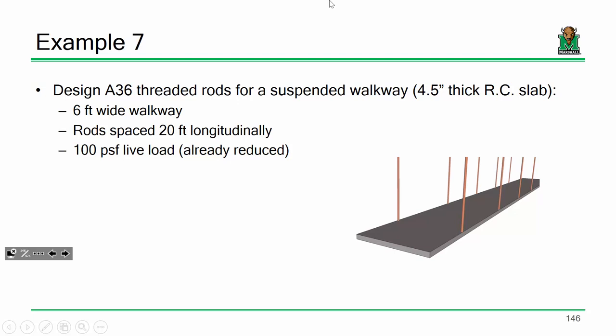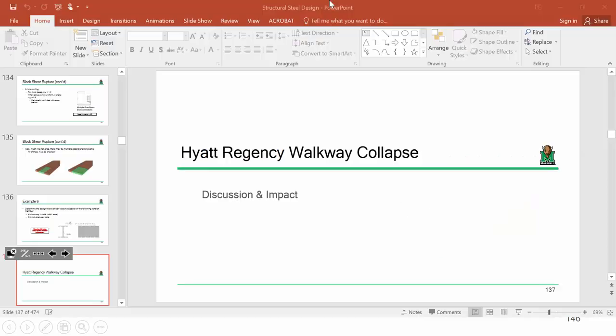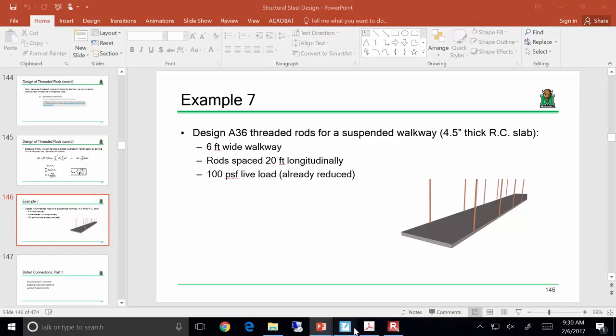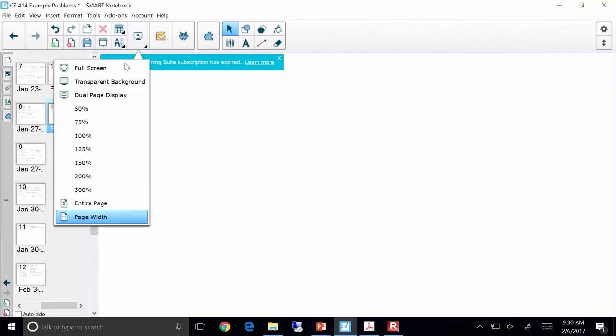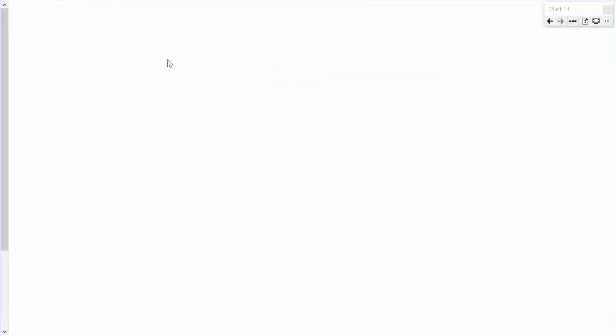No. That's a good question. And the answer is no, it is not. So we are going to have to consider that. Sound good? All right. But there's a couple other things that we're going to have to do with the load as well. So let's go through this.